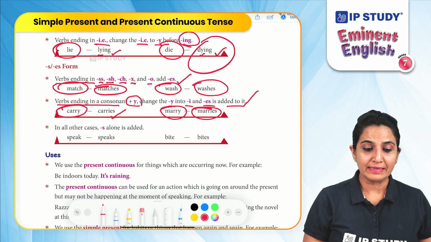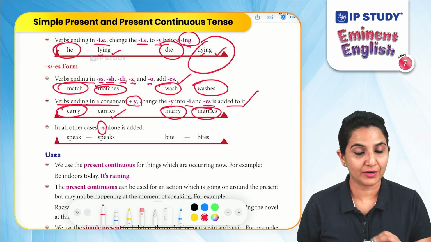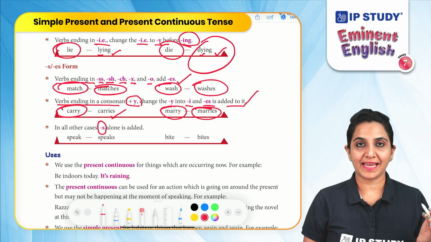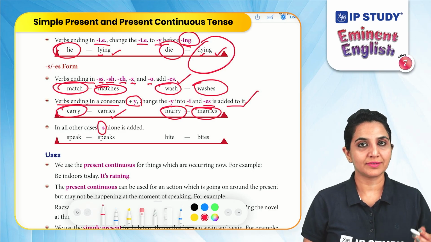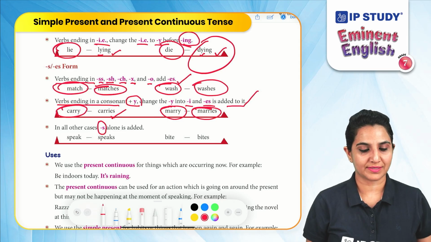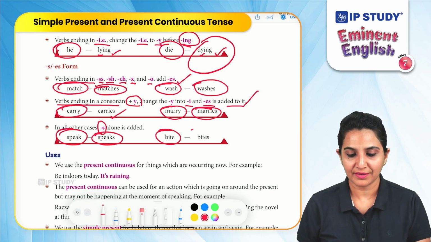In all the other cases, just use s alone. For example, talk, talks. Simply add s to it. Talks. Speak, speaks. Bite, bites.